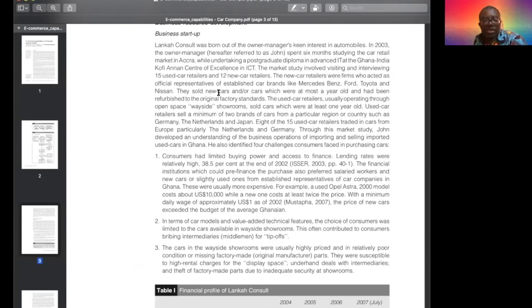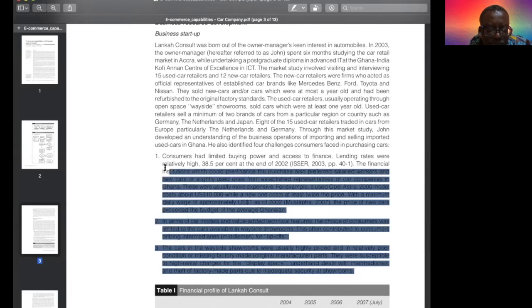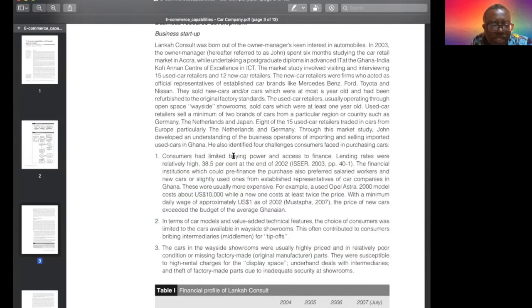Okay. Now, look at this. Because he studied these things, through this market study, John developed an understanding of the business operations of importing and selling imported used cars in Ghana. He also identified 4 challenges consumers face in purchasing the cars. These 4 challenges are coming from John. John is the one who gave us the 4 challenges, but they come from his own market study he carried out.